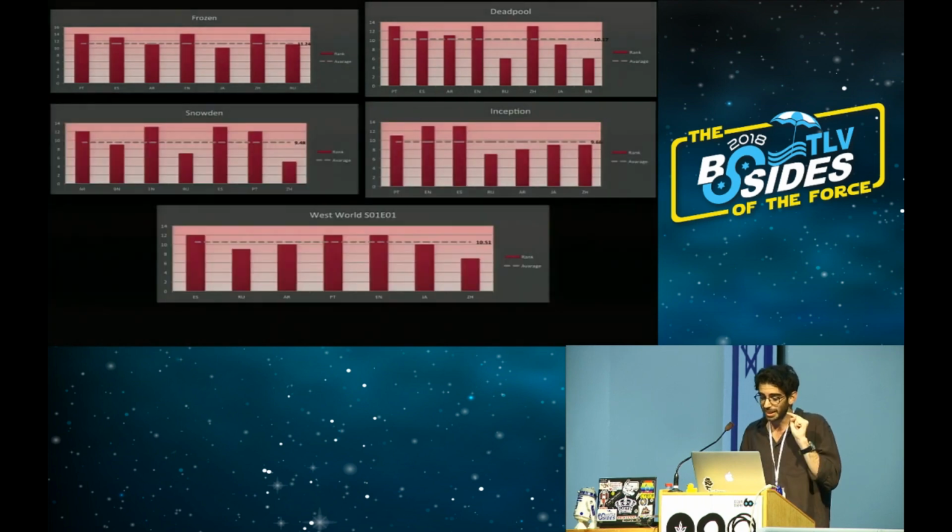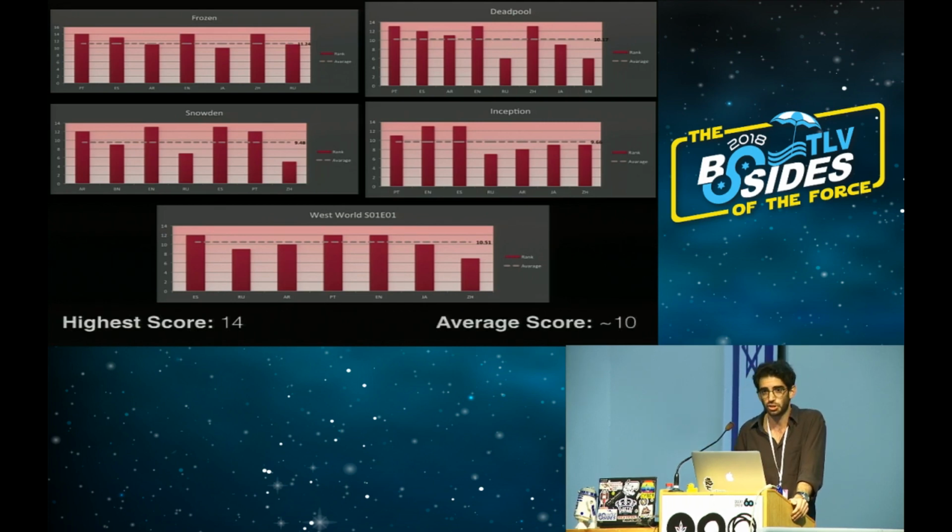Because these are the recommended subtitles for some of the most popular content available online. Deadpool, Frozen, Inception, Snowden, and Westworld Season 1, Episode 1. These graphs show the score of the 7 most popular languages in the world, displaying their average and their highest score. So scanning automatically through a bunch of popular subtitles, we notice that the highest score a subtitle got was 14, while the average is around 10.